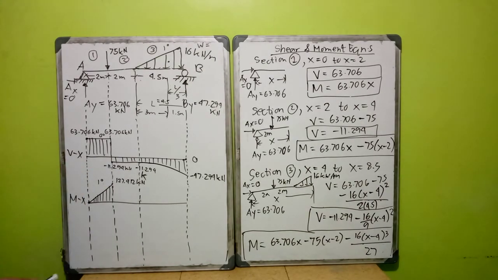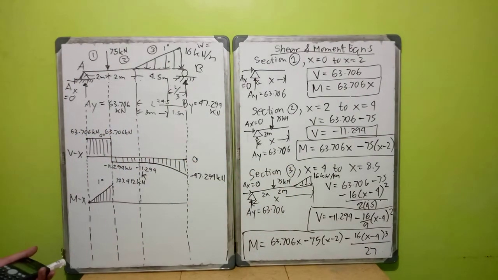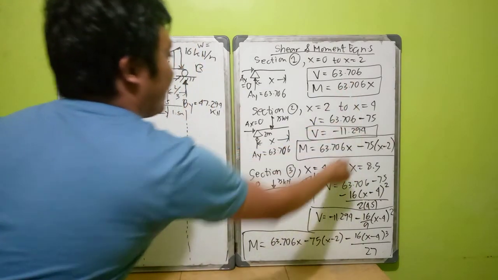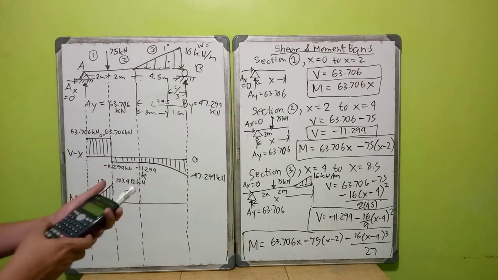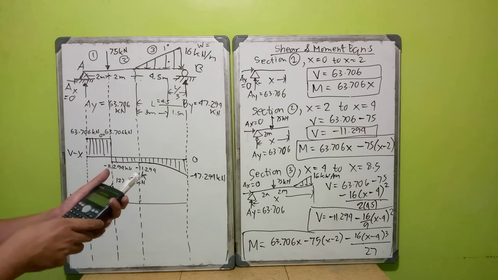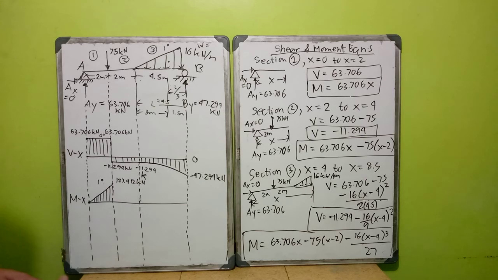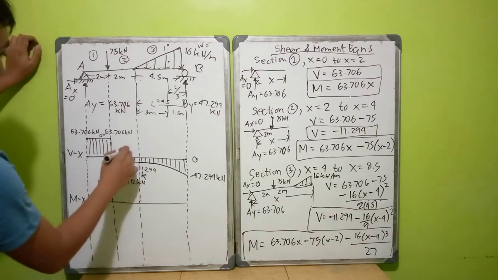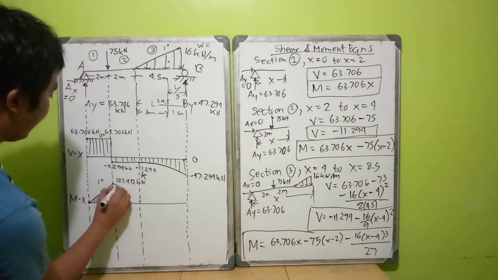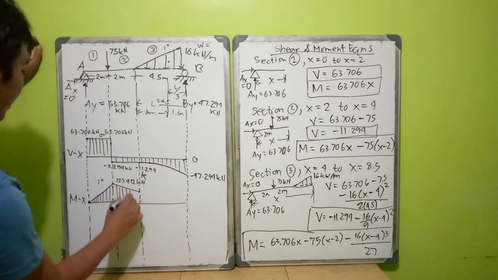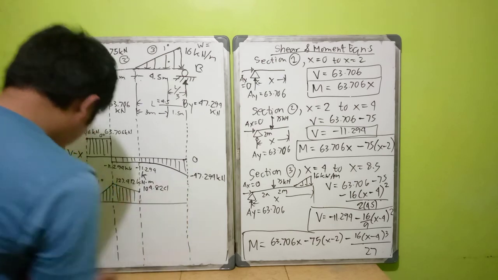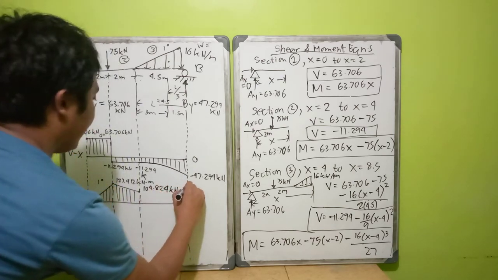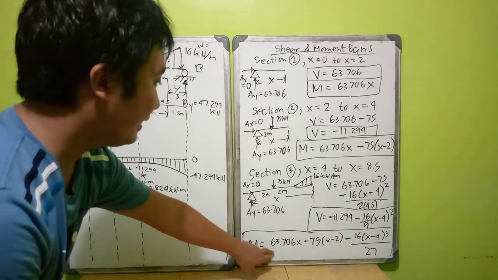Then we have section 2. We all know that at x equals 2, 2 minus 2 will become 0, the same as this. But we go directly to the end. So when x equals 4, 63.706 times 4 minus 75 times 4 minus 2, we have 104.824. Since this is a straight line, this is a 1 degree curve, linearly downward. This is 104.824 kilonewton meter. And then lastly, we check if we get 0 when x equals 8.5.